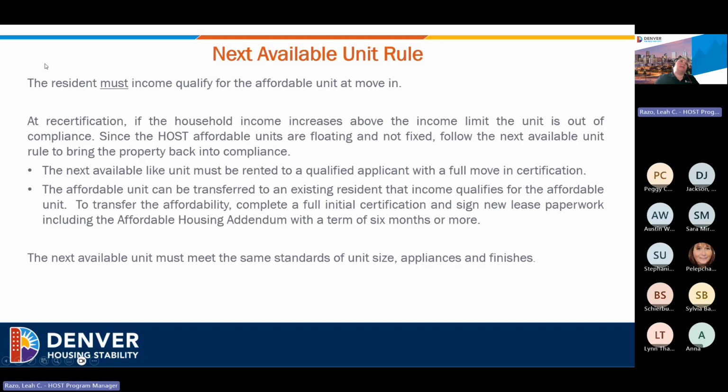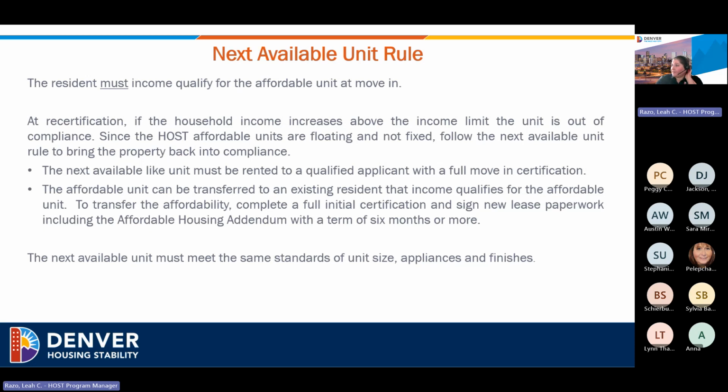So this slide talks about the next available unit rule. Of course, when somebody moves in, you want to make sure that they meet your income limits. But then maybe 2 years down the road, you're doing a recertification and they are making more money now. They got a raise, they got a new job, whatever the case may be. And we never ever want to give any kind of guidance that would make someone move out of their home or lose their home. So what do you do?